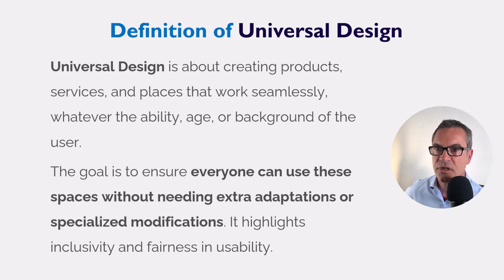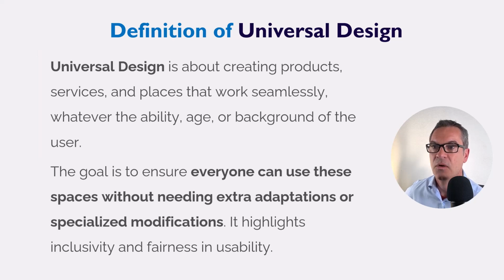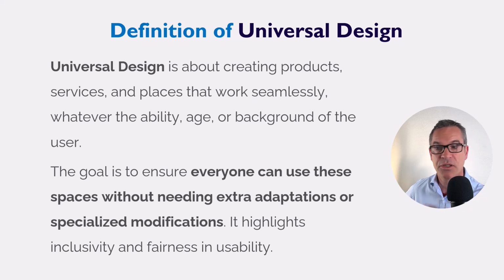So in this definition of universal design, this is universal design in general. Universal design is about creating products, services, and places that work seamlessly, whatever the ability or age or background of the user. The goal is to ensure everyone can use these spaces without needing extra adaptations or specialized modifications. It highlights inclusivity and fairness in usability. In other words, we want to make places more inclusive when it comes to wayfinding, and we can use universal design to help achieve this.